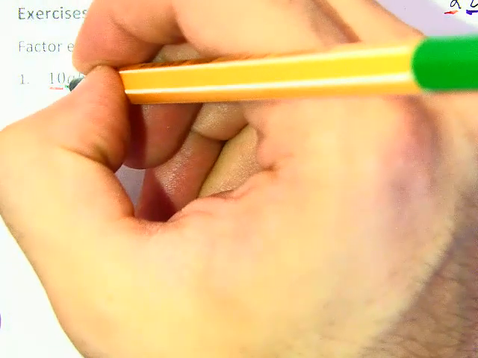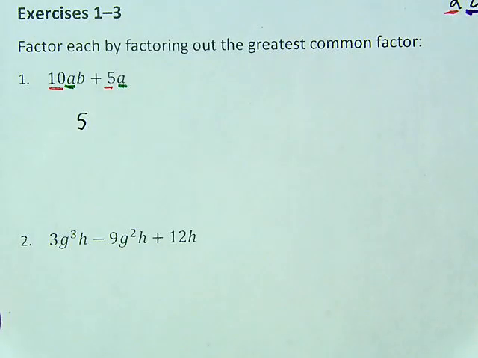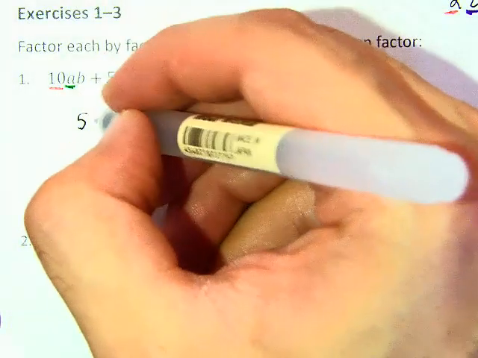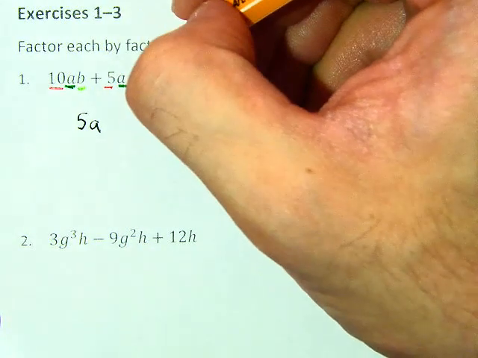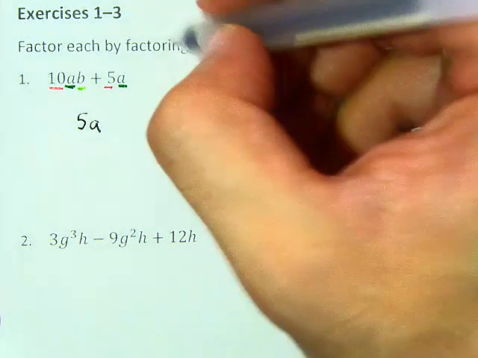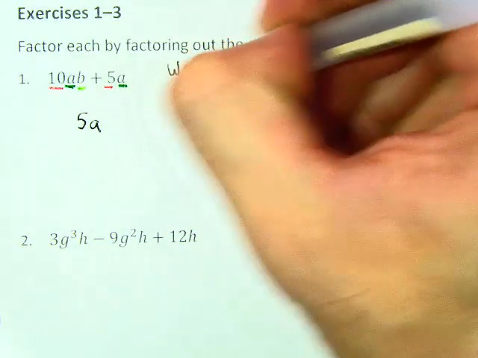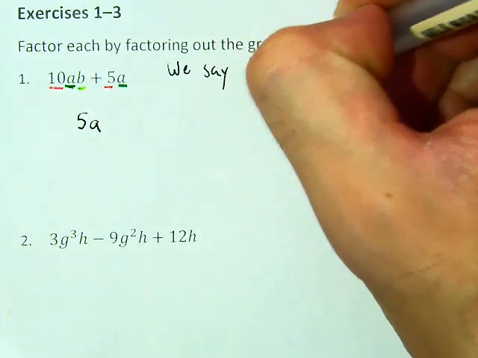And what about, now we look at the next part. Here we have A, and what's the greatest common factor of A and A? It's just A. And now notice for the next part over here, we have this B, and you see how we have a B here, but we don't have a B here? We say B is not common.